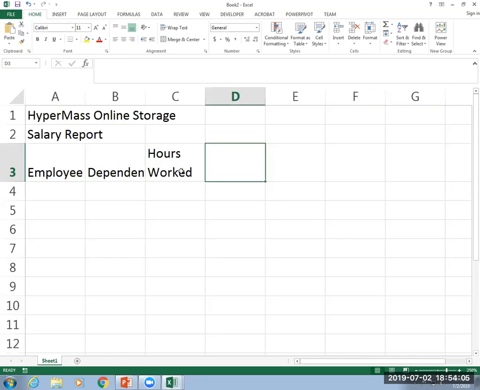So anyway, hours worked. Questions? Yes. How is it different from wrap text? It is not different from wrap text. It's the same thing as wrapping text.